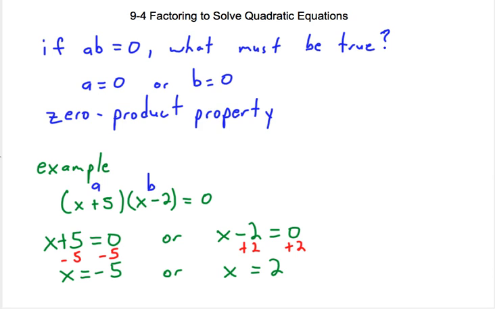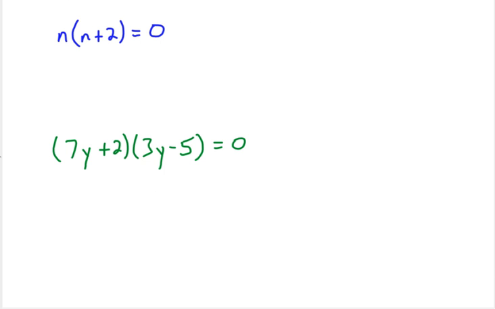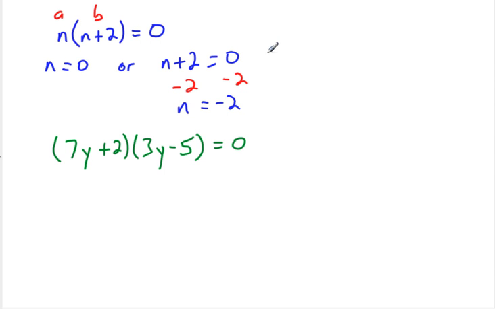So let's check some more examples here. We can think of this as being A and this as being B. So we know that n equals 0 or n plus 2 equals 0. Therefore, either n equals 0 or, if we subtract 2 from both sides, n would equal -2. So here are our two possible answers.